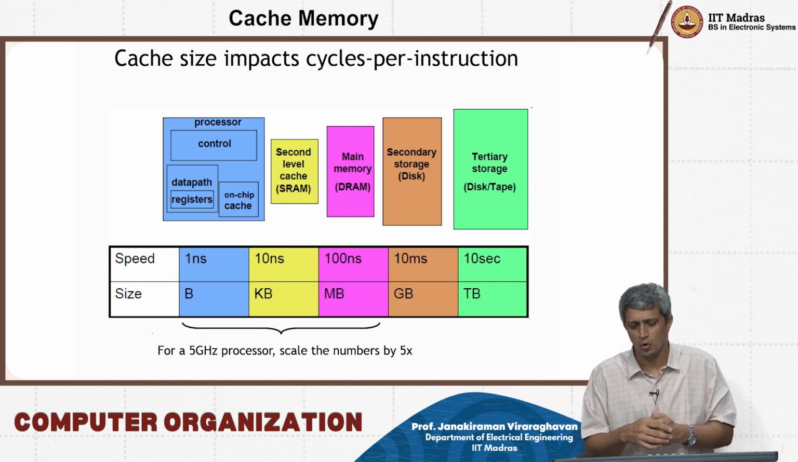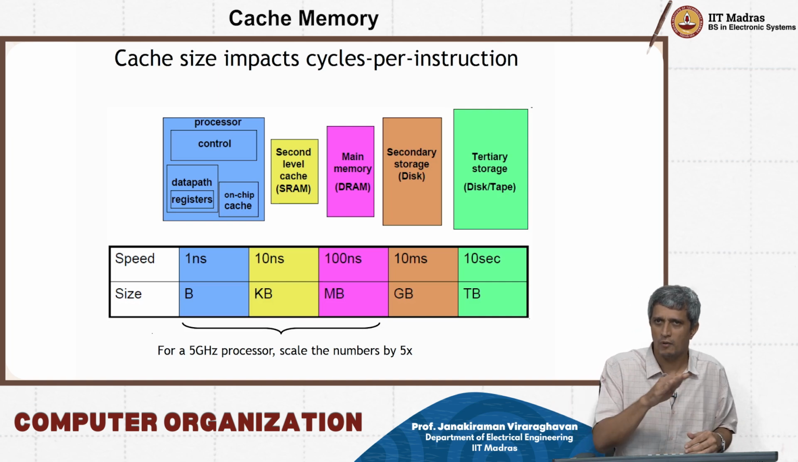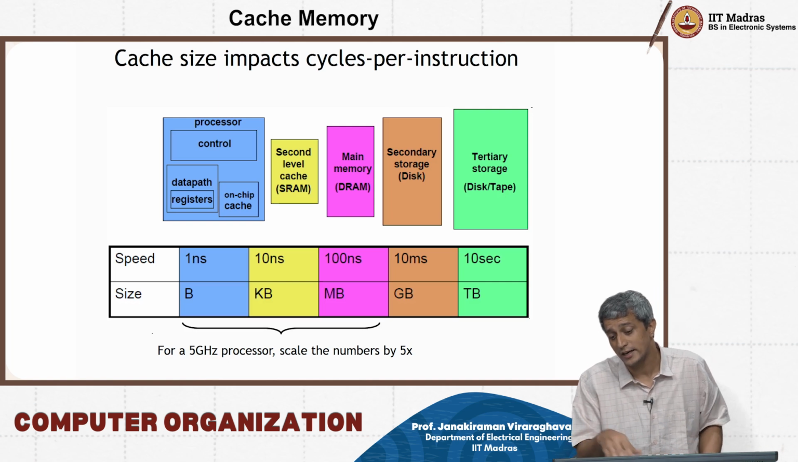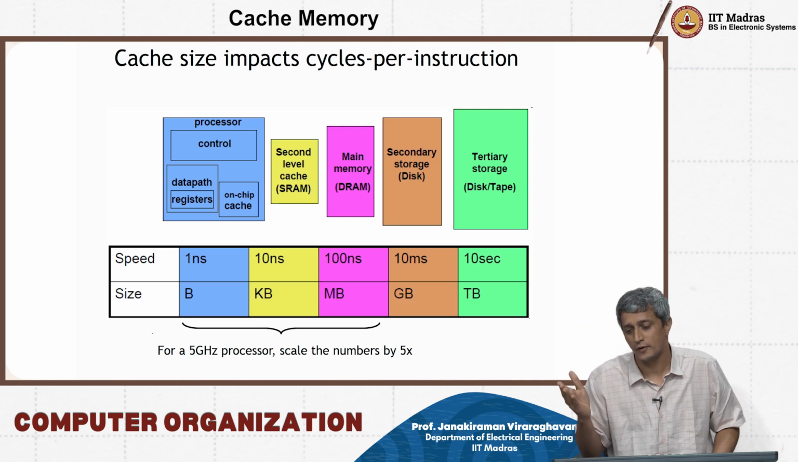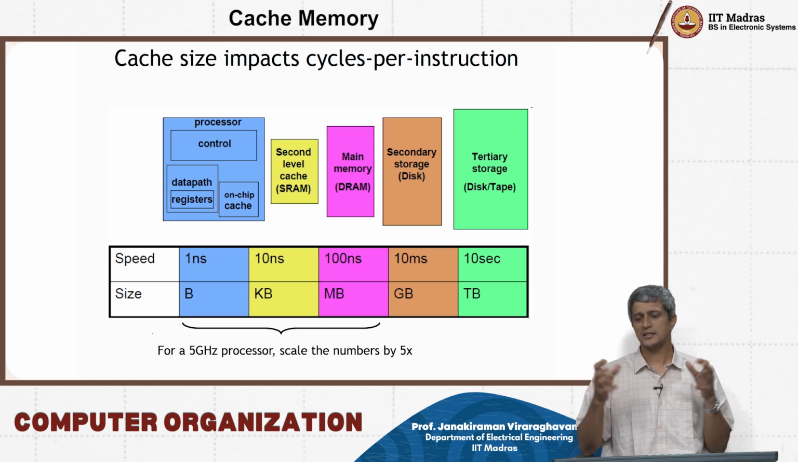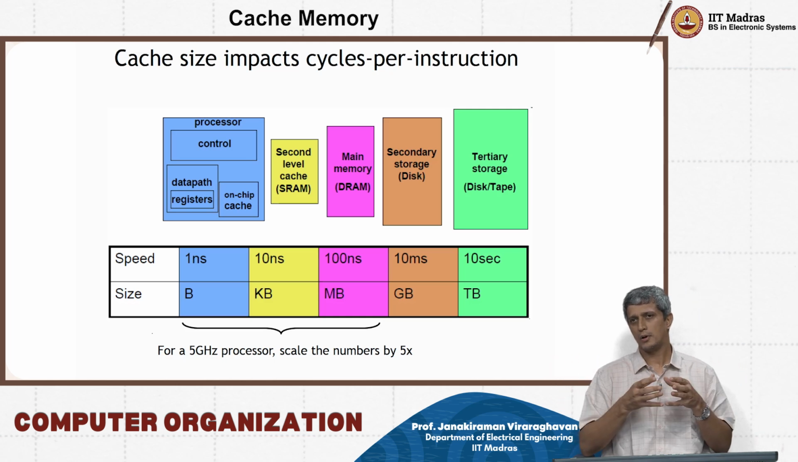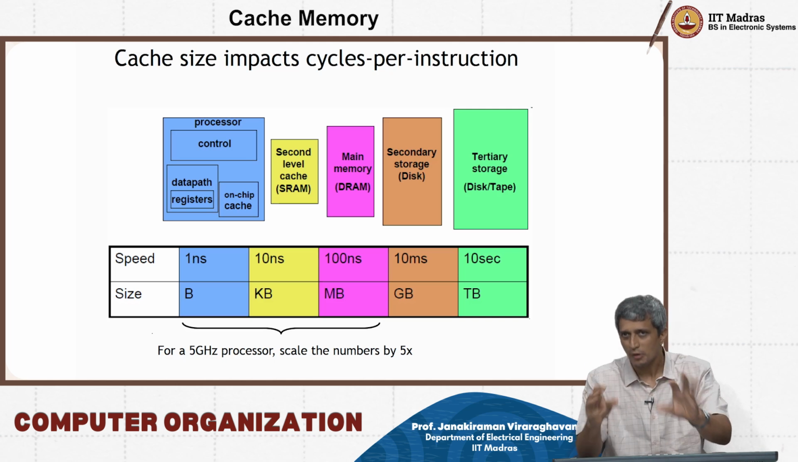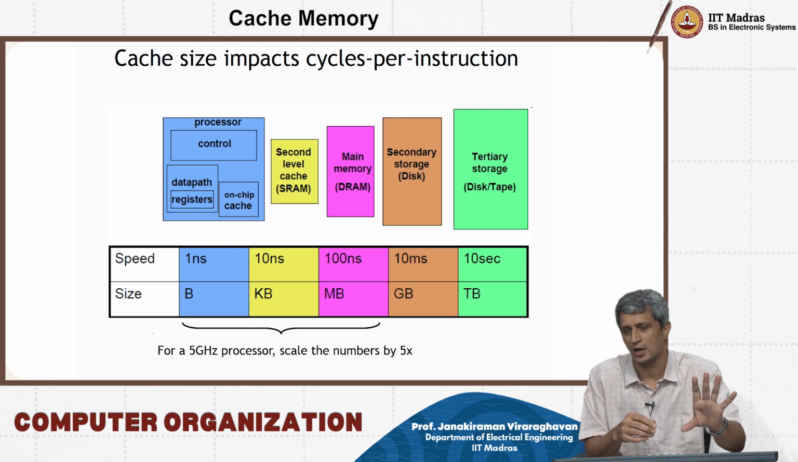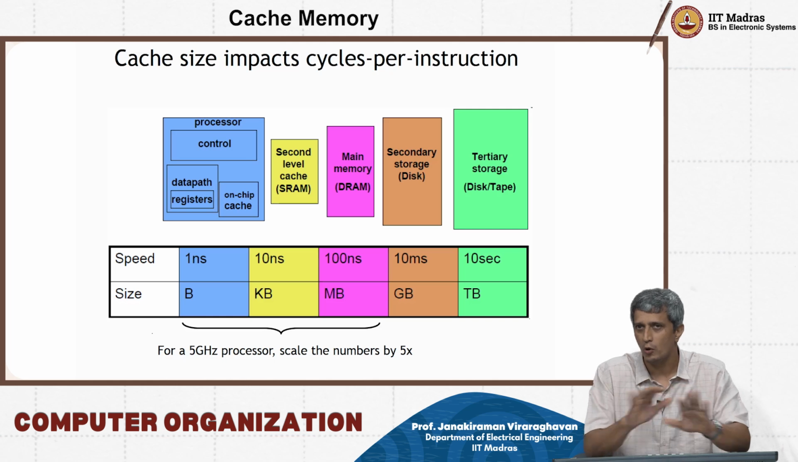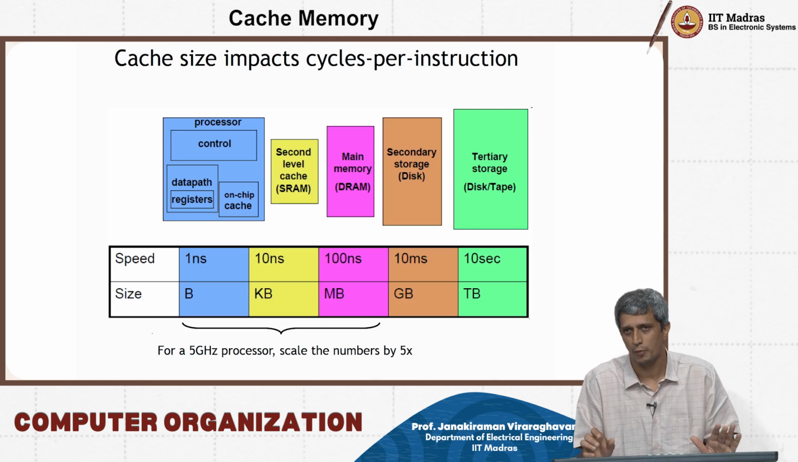What is important to note is the order of magnitude jump. 1 is becoming 10, 10 is becoming 100, then 100 nanoseconds is becoming 10 milliseconds, and then terabytes of storage on disk or tape is 10 seconds. So there is a severe orders of magnitude increase when you go from one level of memory to another, and that is going to affect your performance ultimately. It does not matter how fast you make the processor; unless you make the processor and memory talk to each other efficiently, you are not going to get good performance.